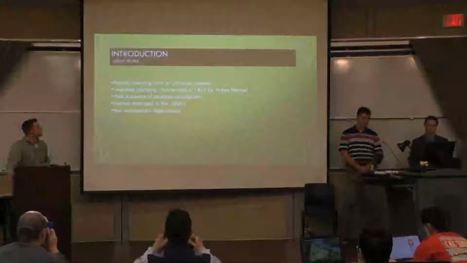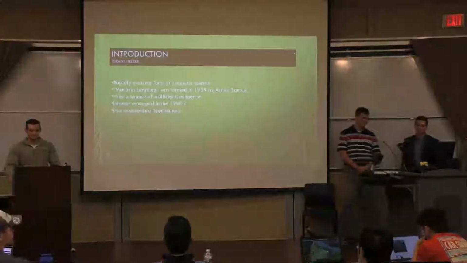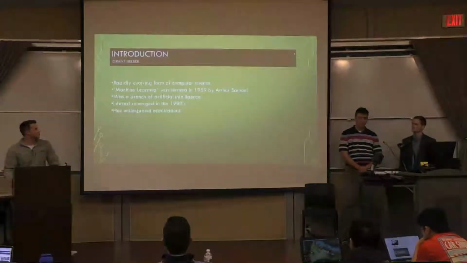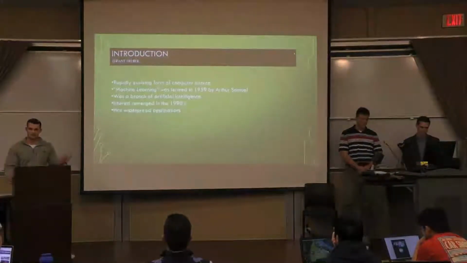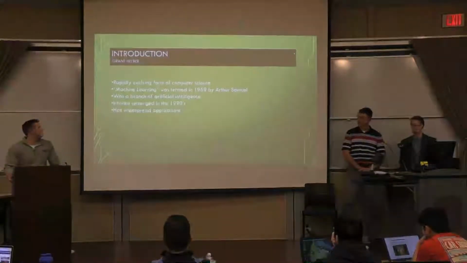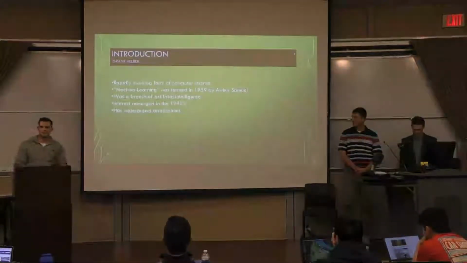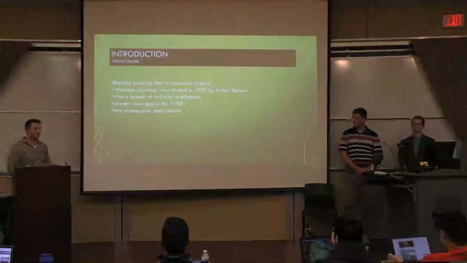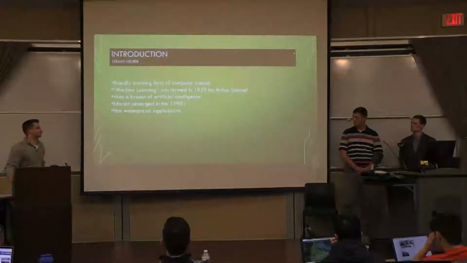Introduction: machine learning is a rapidly evolving form of computer science. The term was coined in 1959 by Arthur Samuel. It started out as a branch of artificial intelligence, and it lost popularity to AI because of the inability to store large sets of data. It regained interest in the 1990s when it became more common and easier to store large data pools. It has widespread applications in many fields today, from the petroleum industry to healthcare and many others.